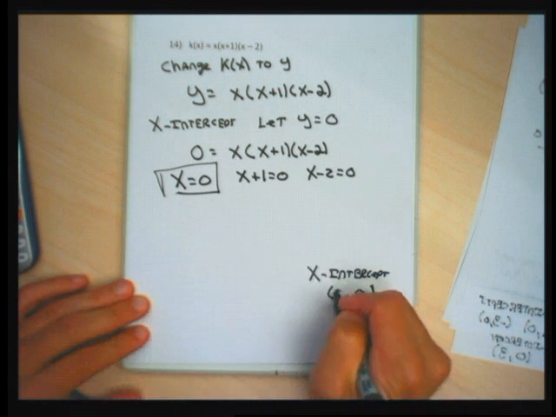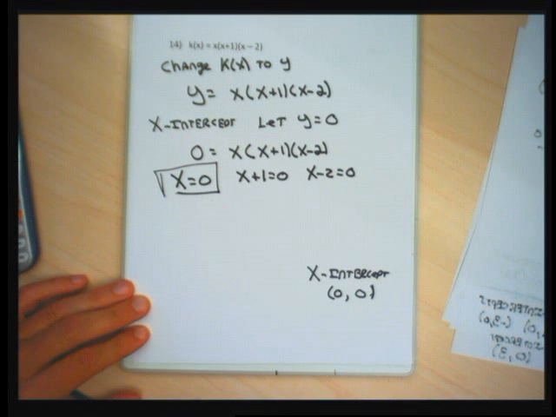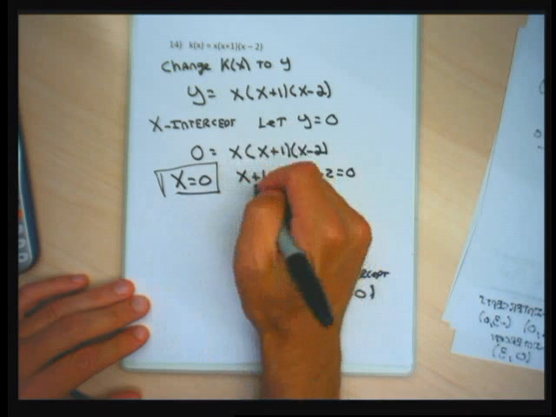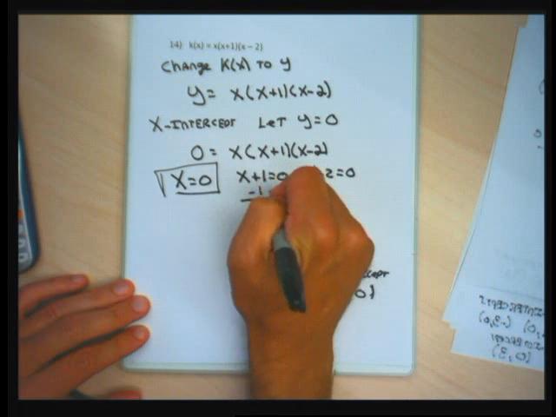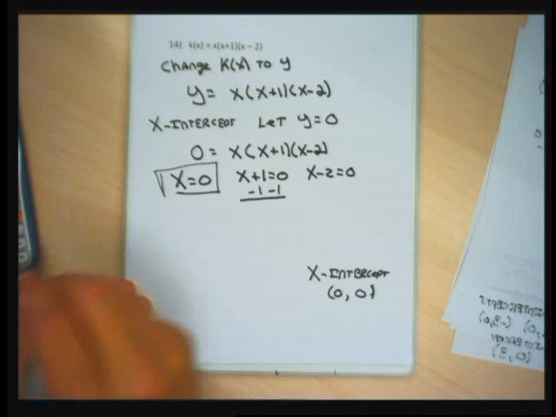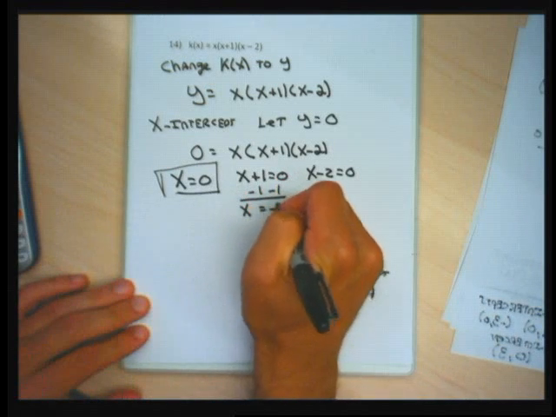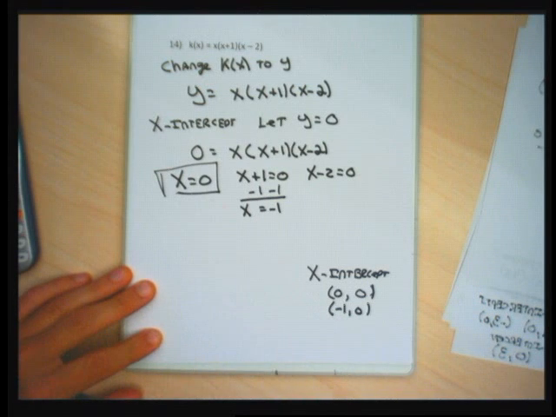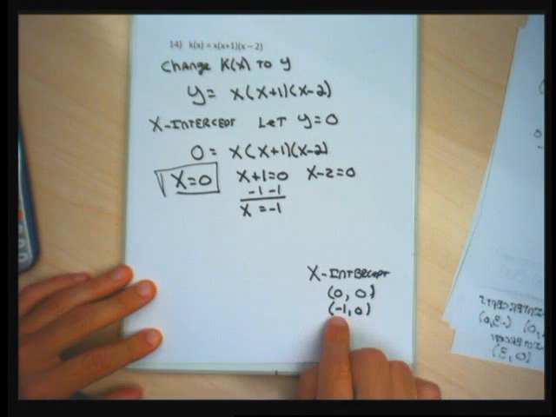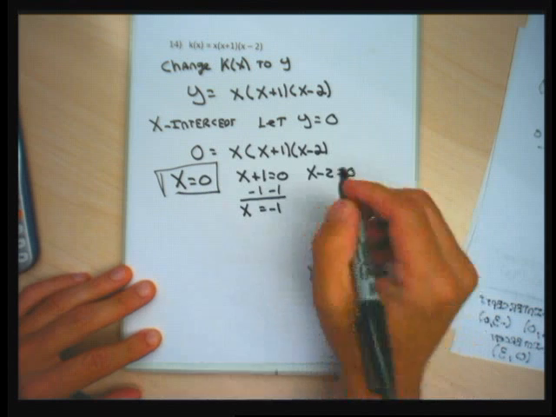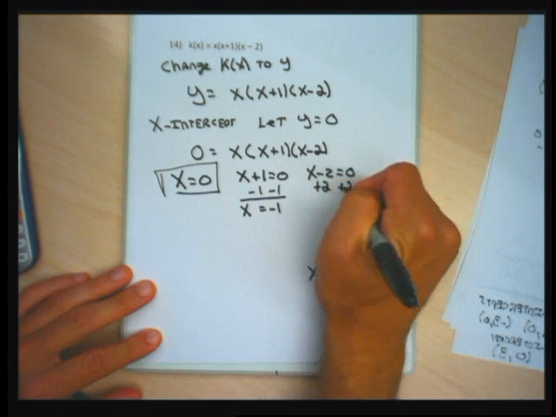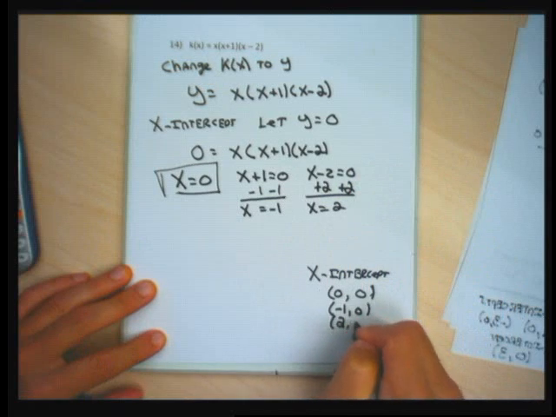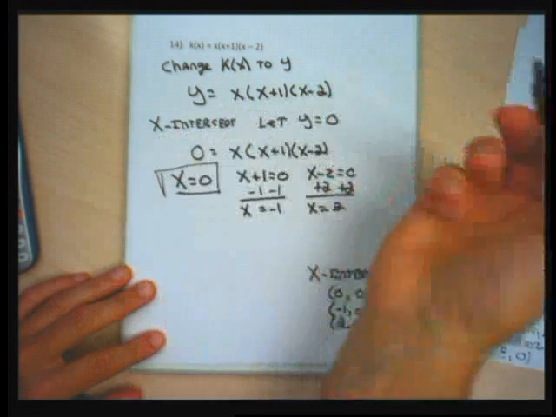So one of my x-intercepts is going to be the point 0, 0, because that's a solution when you take one of the factors and set it equal to 0. My second x-intercept, I'm going to take the middle factor, subtract 1 from both sides, and get x equal to -1. Because the y is 0, I'm writing x equal to -1, y is 0. And for the x minus 2 factor, I'll add 2 to both sides and get x equal to 2. So there's 3 x-intercepts because there's 3 x's in some sense.